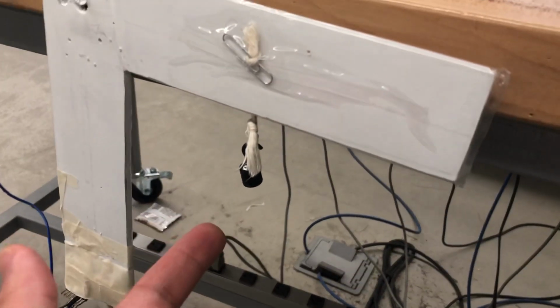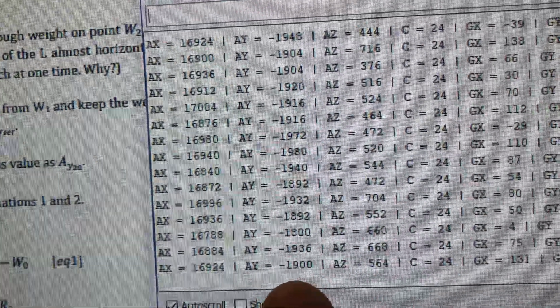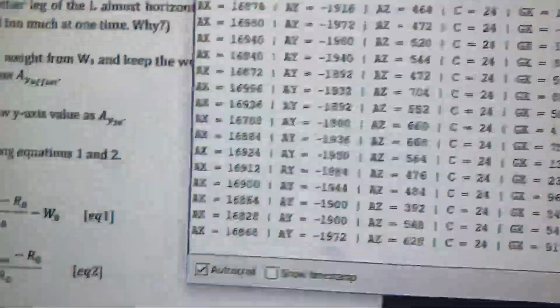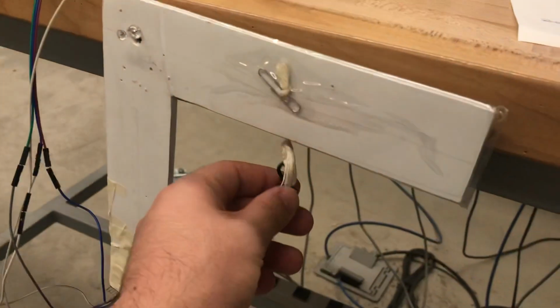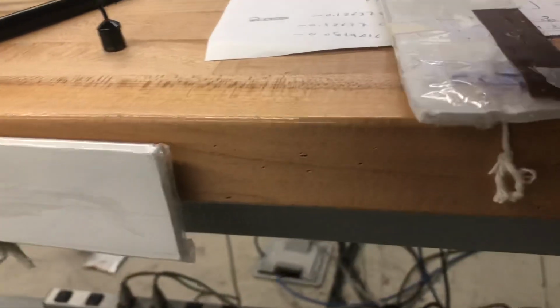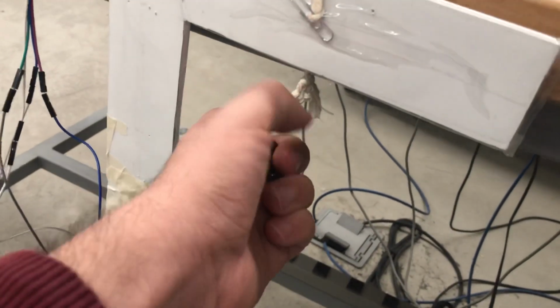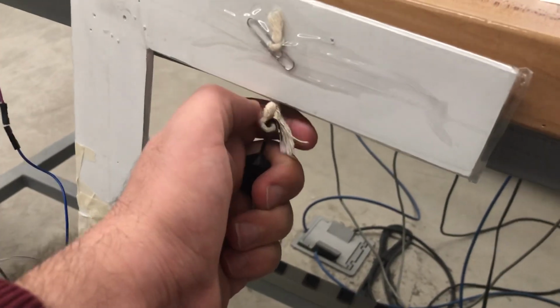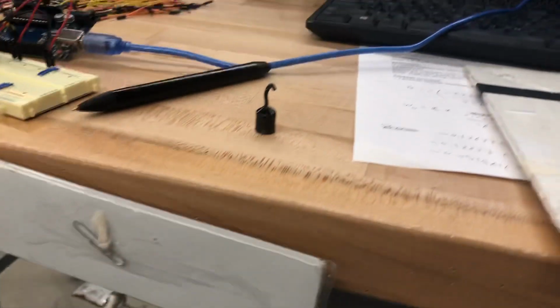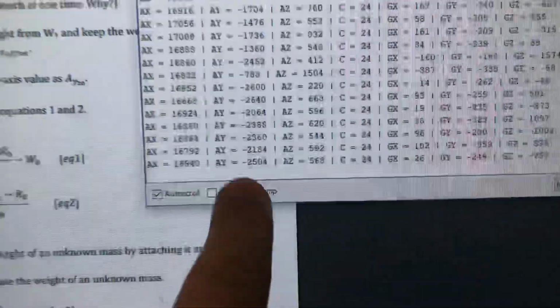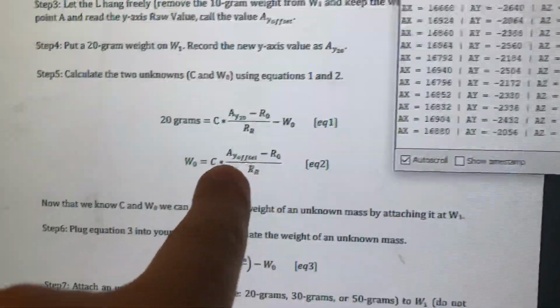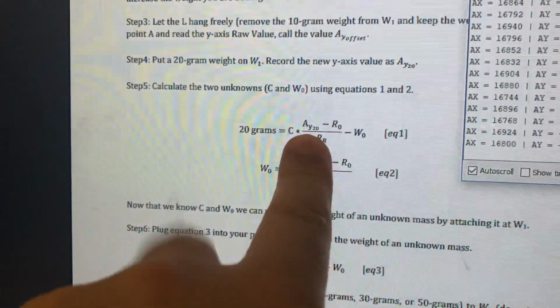For Y offset, I am hanging 10 grams right now, okay? So Y offset is AY for the 10 grams, okay? Now, if I want for 20 grams, I will remove the 10 and I will put here 20. Of course, you can do it with 50 grams, 100 grams. That depends on the item that you have. And this is the AY for the 20. So I have Y offset for 10 grams, AY for 20, and this is 20.